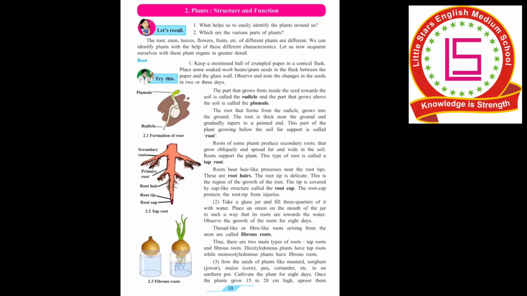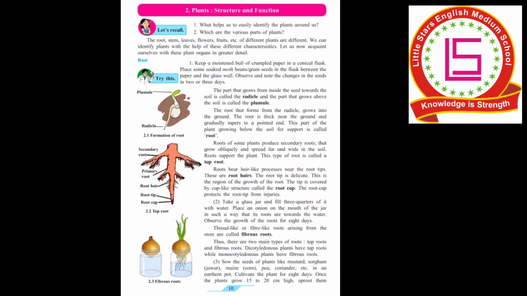We'll just read them. The root, stem, the leaves, flowers, and the fruit, etc., are different parts of plants. These parts are different in different plants. We can identify plants with the help of these different characteristics. Now let us acquaint ourselves with these plant organs in greater detail. Now in this lesson we'll see all this in detail.